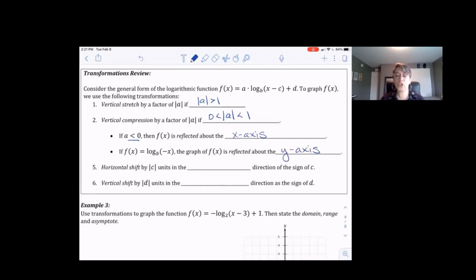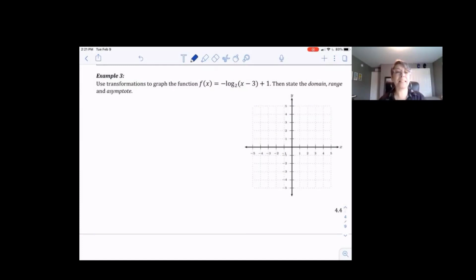Our horizontal shifts has to deal with that change in c. Notice where we have that minus c there with x. So it's going to move either left or right, but it's going to be in the opposite direction of the sign of our c. Our vertical shift, that plus d at the end, is going to move in the same direction as the sign of d. So notice, none of those have changed from the exponentials or even the trig functions that we worked with. So let's look at example 3.